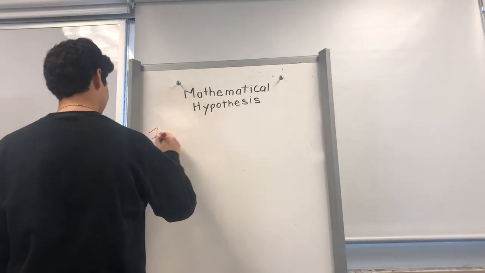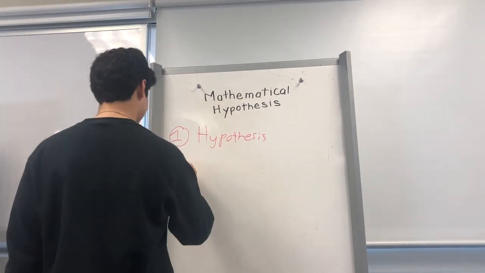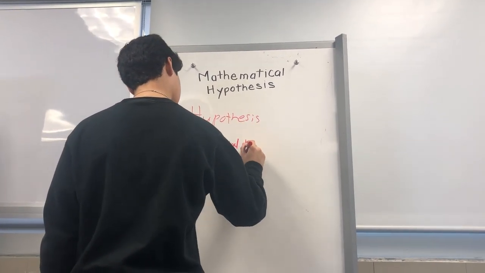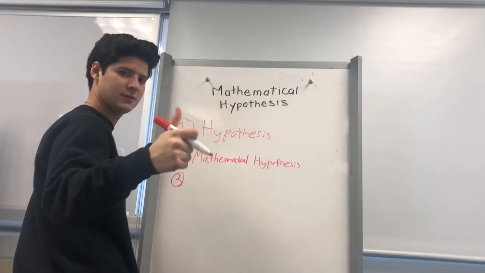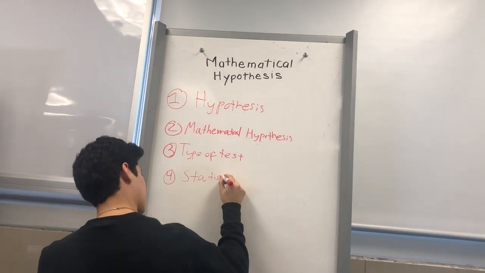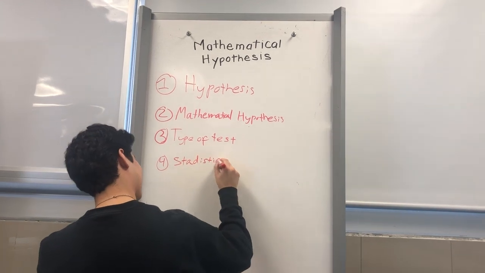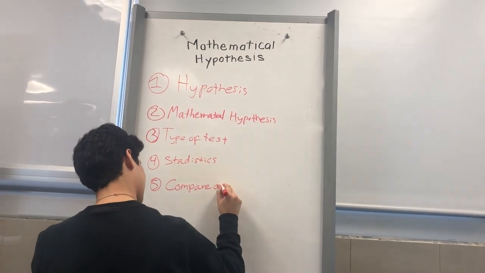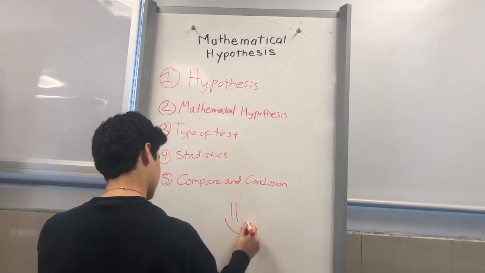Mathematical hypothesis has 5 steps. The first step is finding the null and alternative hypothesis. The second step is defining the mathematical hypothesis, if it's less than, more than, or not equal. The third step is defining the type of test with the diagram. The fourth step is to calculate the statistic and the table. And the final step is the conclusion, defining if the null hypothesis is rejected or not.